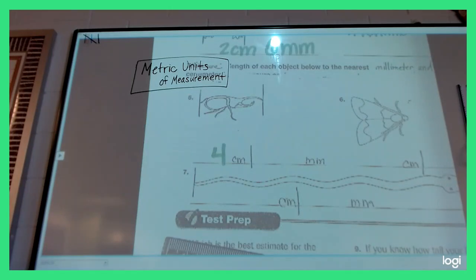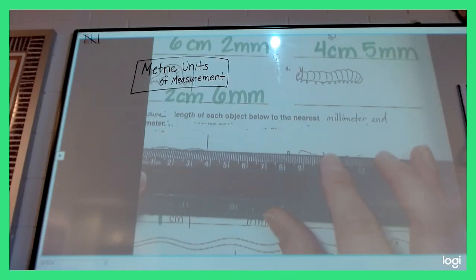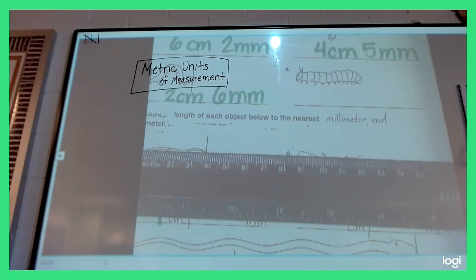Okay, now we need to measure it in millimeters. So go ahead and line it up. Do I need to count every single line, or do I have like a faster trick? Does anyone have an idea? Abby, what's your strategy? So every centimeter has 10 millimeters in it. You can just count how many centimeters. Alright, so we can kind of skip count by tens or do multiplication.